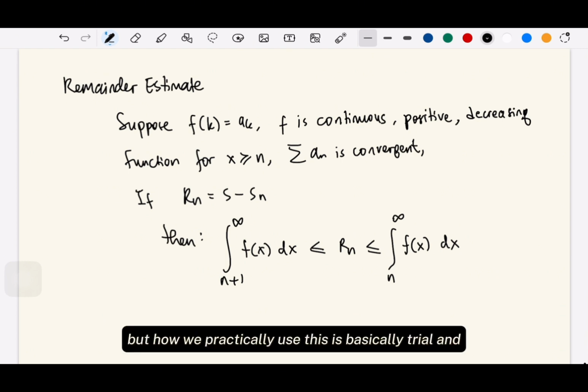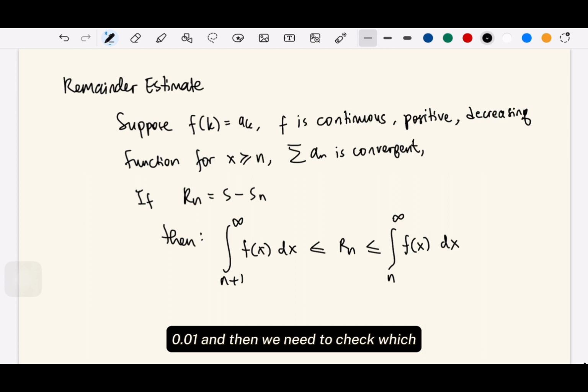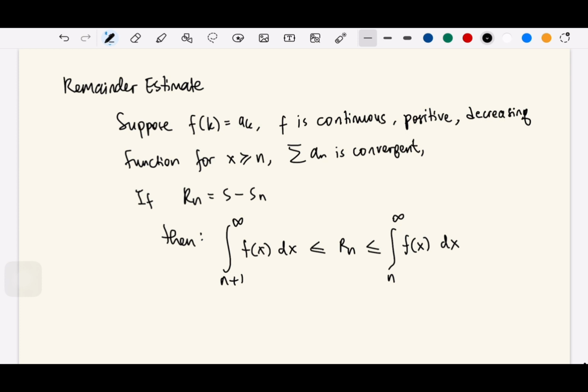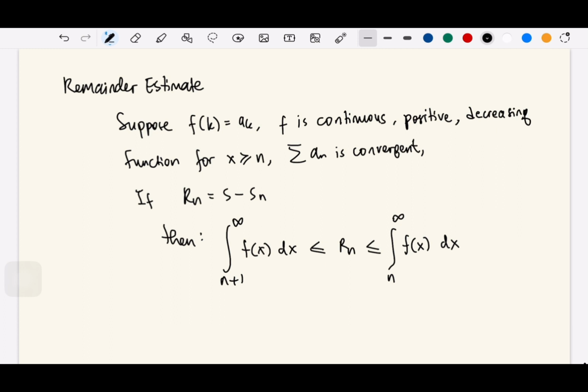But how we practically use this is basically trial and error. So we can try, maybe we need to find an error of 0.01, and then we check what will be the n. Maybe we have to compute 9 terms or 10 terms, and we check how the error will be. You can check using some Sn and see how much it is. It's using trial and error. I will show you an example later, but for now, I will stop the content up until here. We're going to continue later from the remainder estimations.